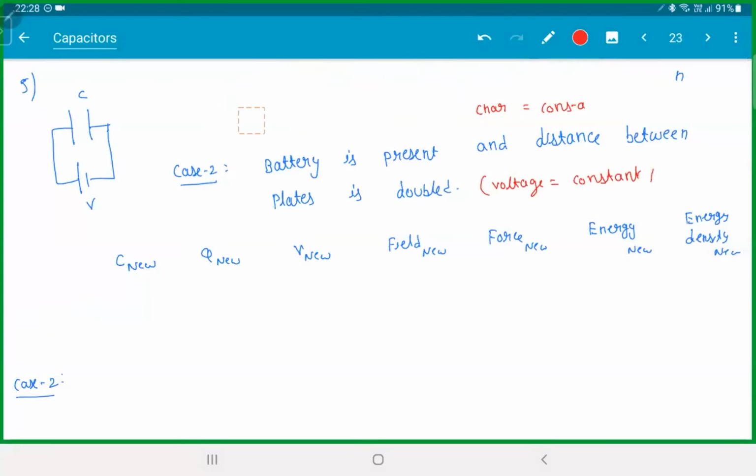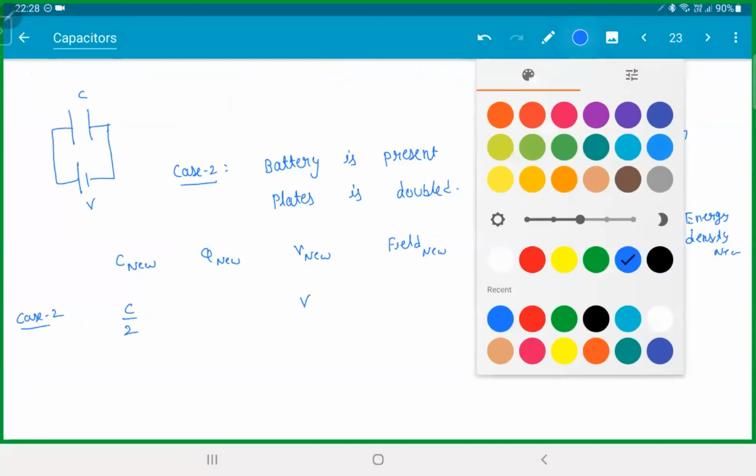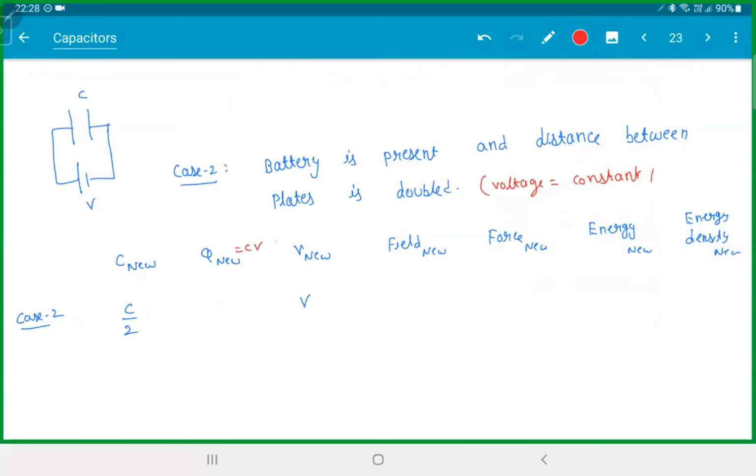Case 2, battery is present. Capacitance becomes C by 2. The voltage will remain same. Q is equal to CV, so this will become half of the previous charge. Field is nothing but potential difference by distance, so this becomes half because distance became double.